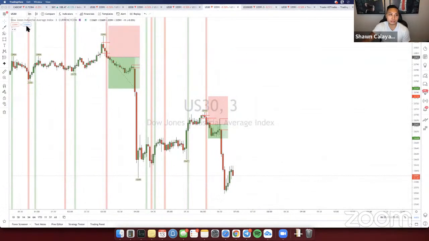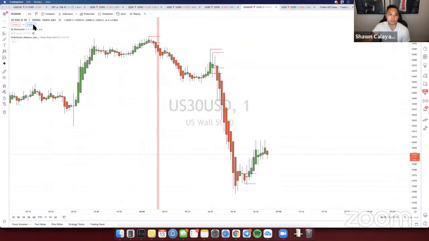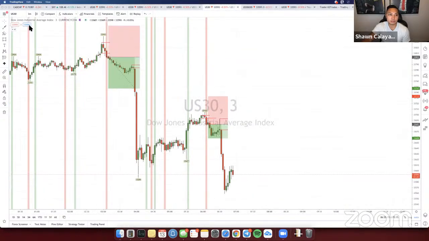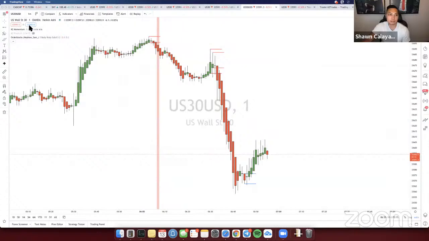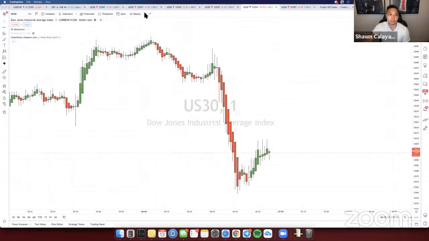So you can see this pricing is way different from this pricing, right? This is 33,596 and this is 33,592. So it's not by platform, it's by broker. It doesn't matter which platform you're using. It depends on the broker data that you're using. And that's how you'd be able to find it on there.